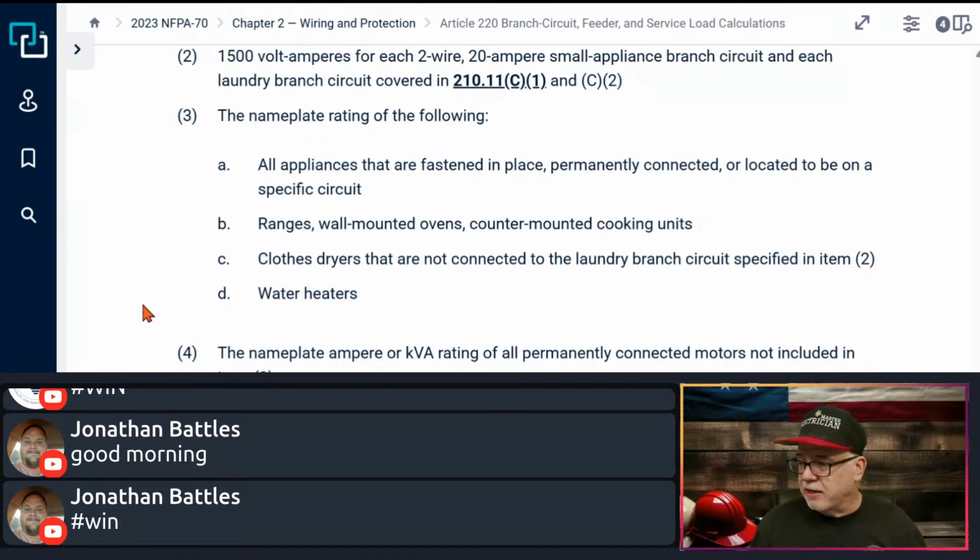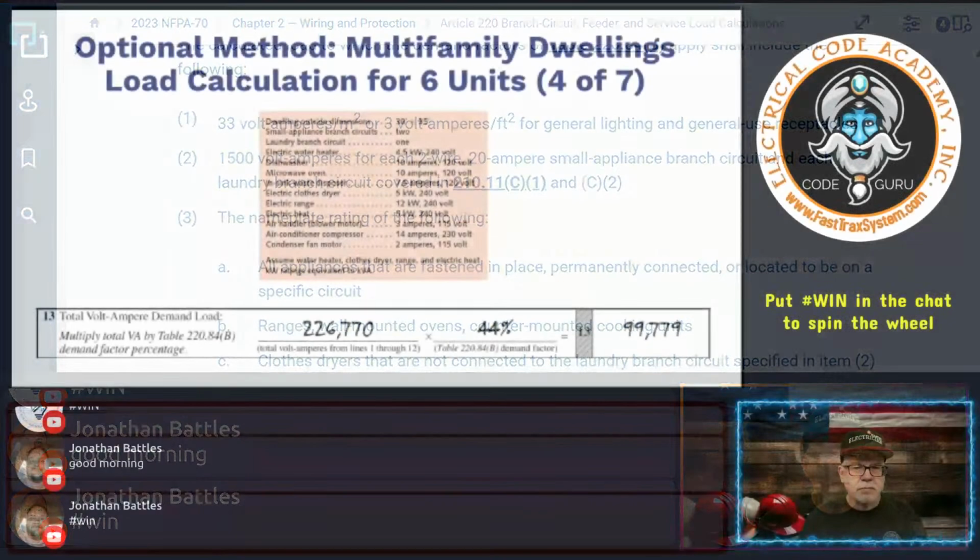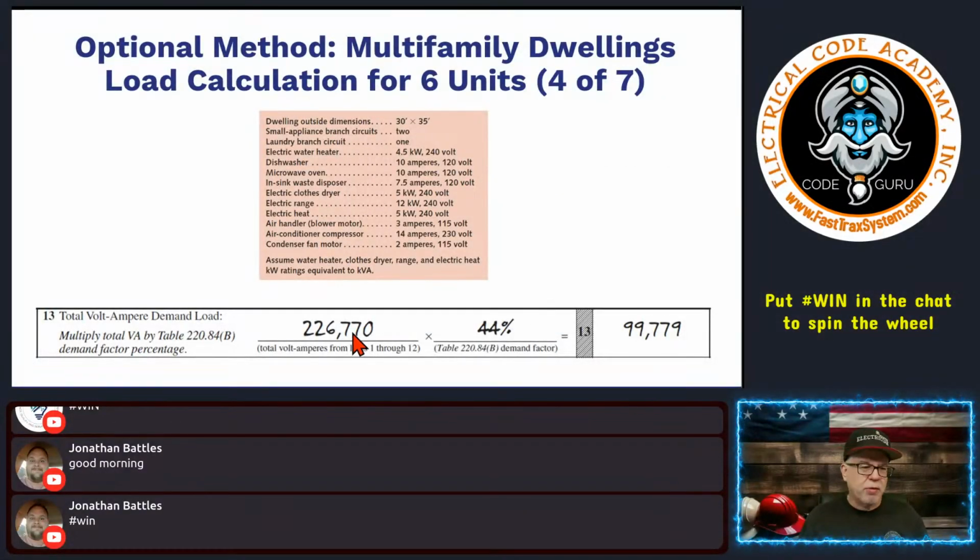You can like it or not. All right. Okay, so let's get back to the lesson. So we see where we get the 44% at. So we're going to take this, and I'm not going to trust the math. We're going to do this times 0.44. 226,770 times 0.44.